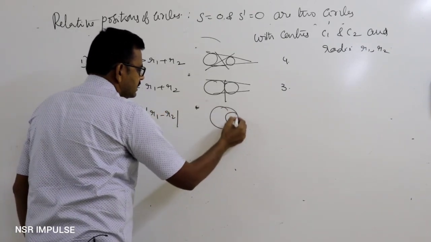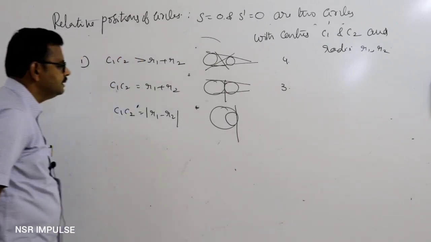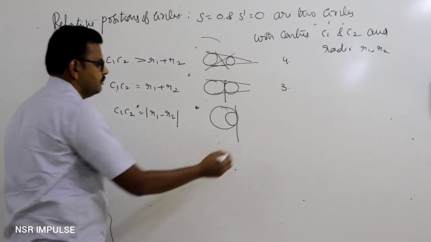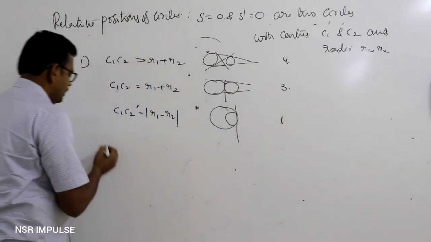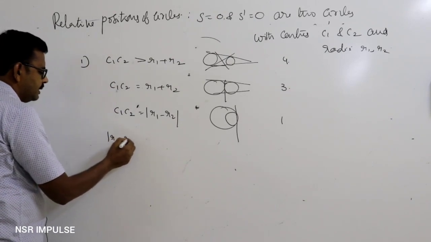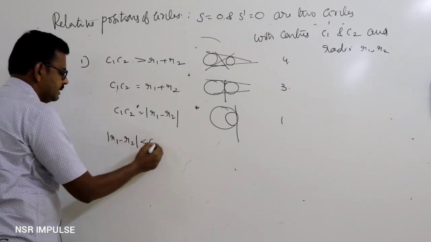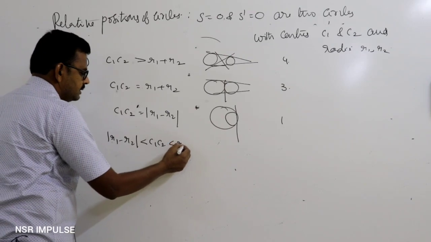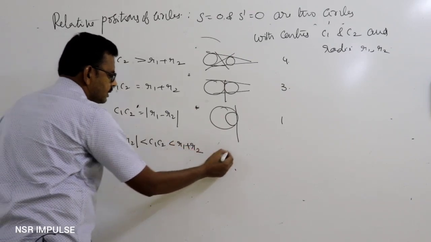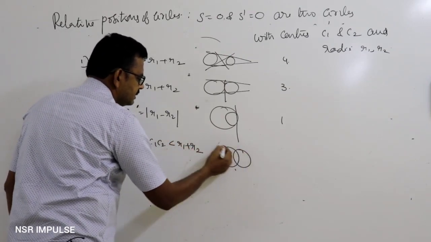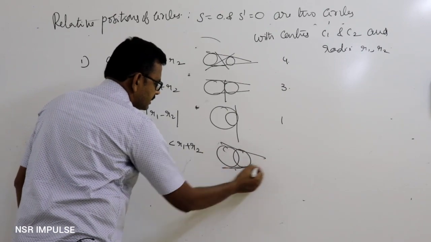Next one, C1C2 is equal to mod of R1 minus R2, so the two circles touch each other internally. Number of common tangents 1. And mod of R1 minus R2 is less than C1C2, which is less than R1 plus R2: the two circles intersect each other. Number of common tangents 2.